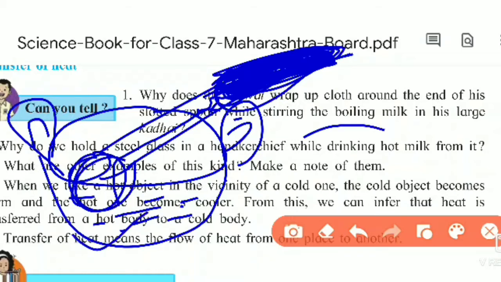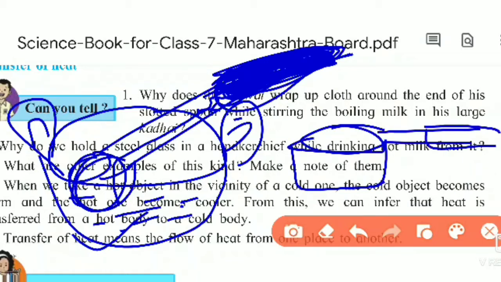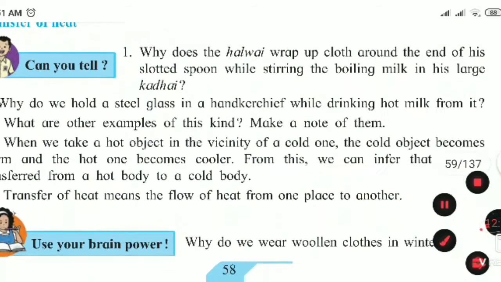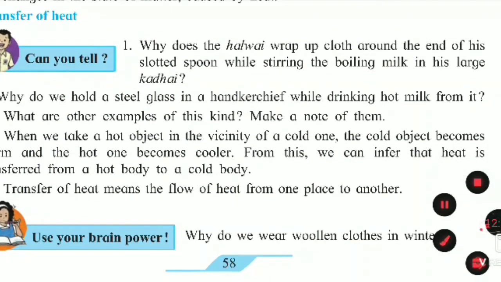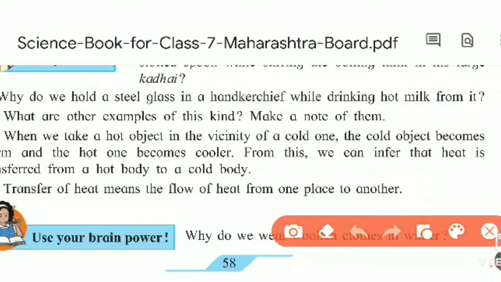Nowadays teapots are available in the market, and these teapots, like our cookers, have a handle made of acrylic, which is a bad conductor of heat. If you hold it there, we cannot experience the temperature of the pot. So we use these things for this reason. Next, why do we hold a steel glass in a handkerchief while drinking hot milk?